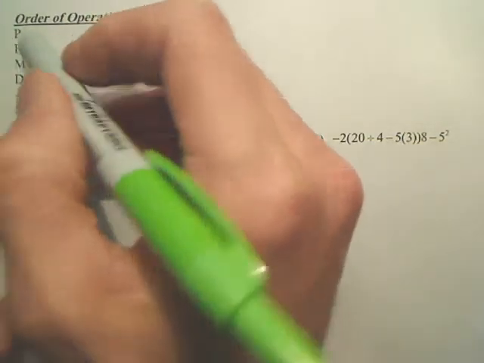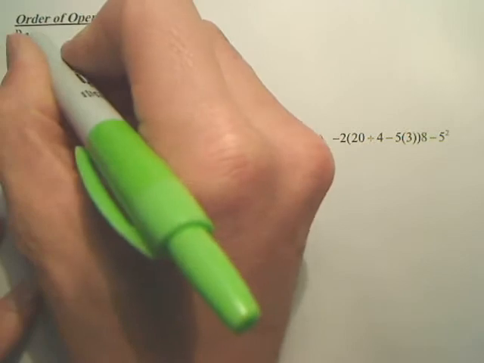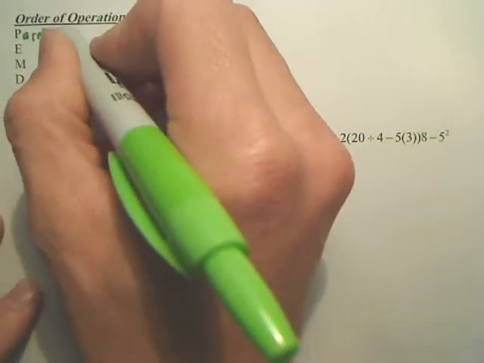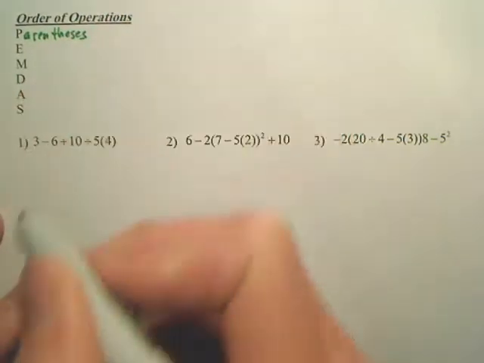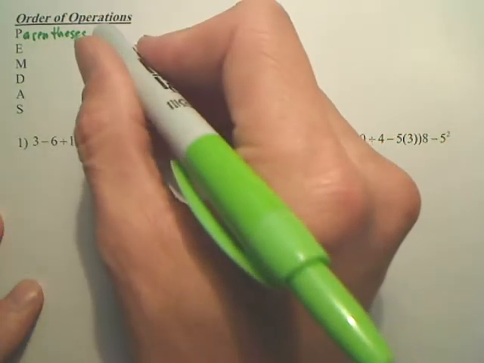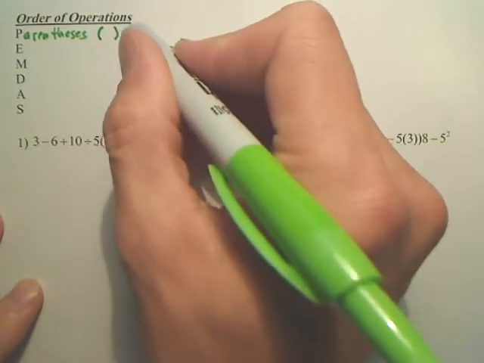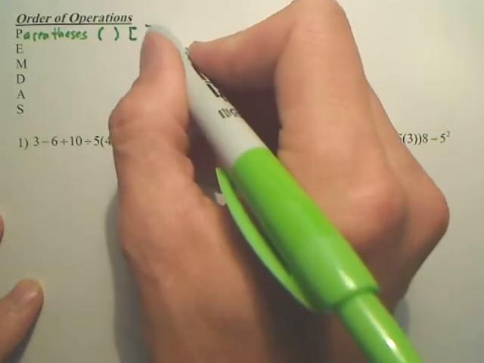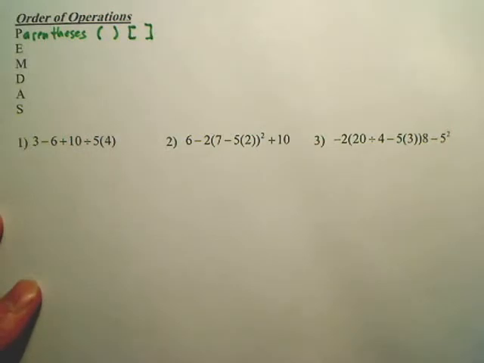P stands for parentheses. That's the first thing when you do an order of operations, is parentheses. These are parentheses. Sometimes you also get these. That is the first step. You do everything inside of parentheses.